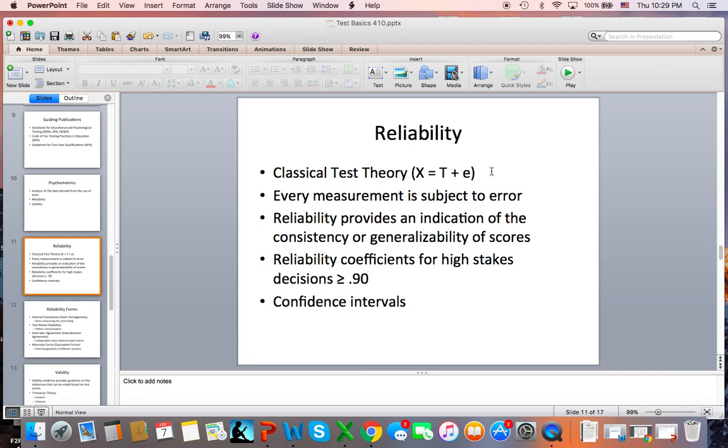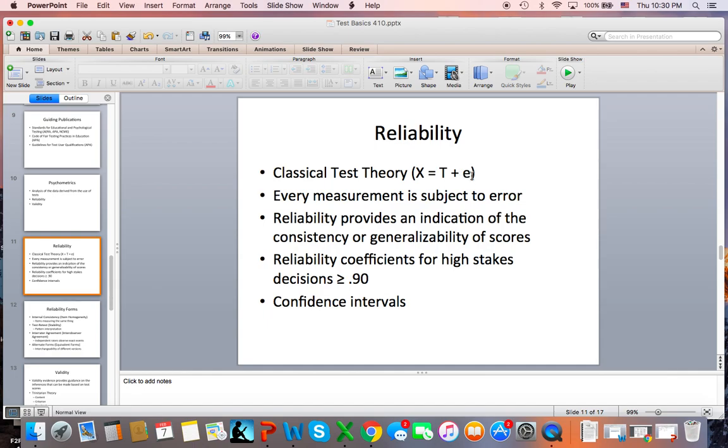And this formula kind of summarizes that. So the X is the individual's observed score. That's the score they actually got on a particular test. Their observed score is equal to their true score, that if there was no error at all, that's the exact score that they would get, plus whatever form of error is present.